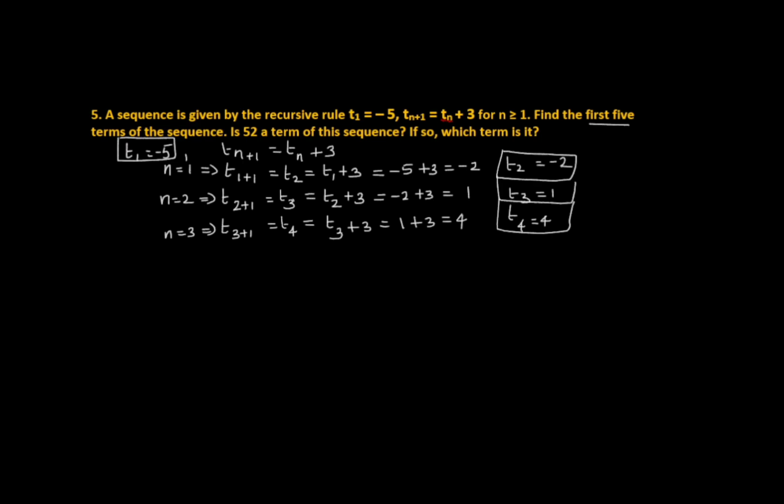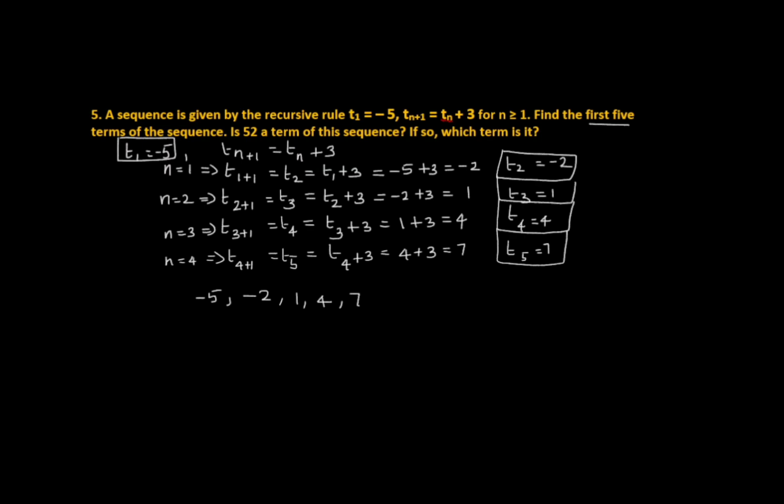Then T5, the fifth term, n is equal to 4. We will be getting T4 plus 1 is equal to T5, which is equal to T4 plus 3. T4 is 4 plus 3, 7. So T5 is equal to 7. Now we got the first 5 numbers as minus 5, minus 2, 1, 4 and 7.